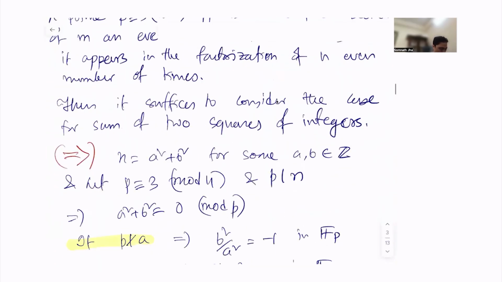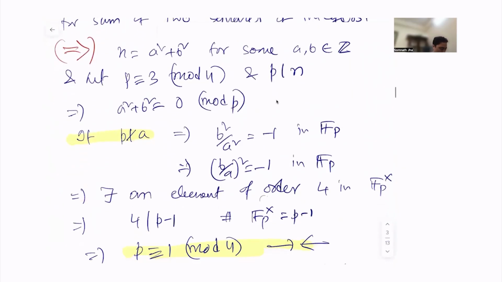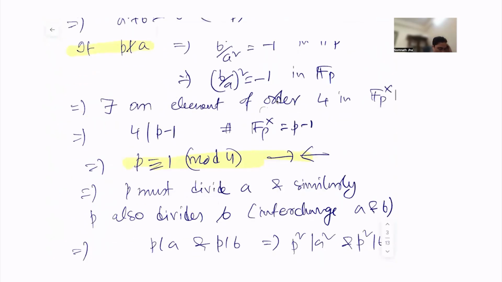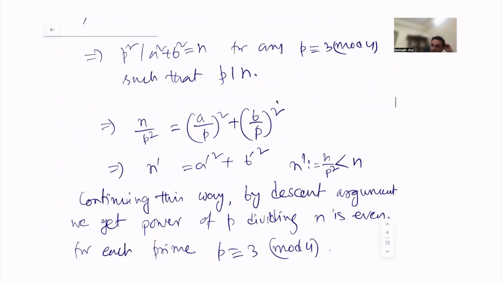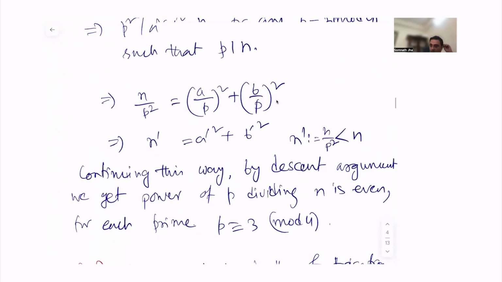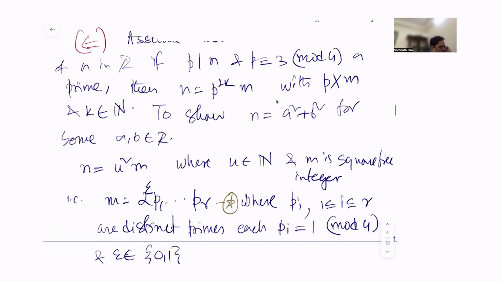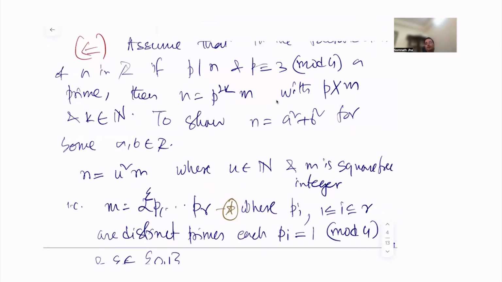So, if p is a square plus b square and it has a prime factor of the form 3 mod 4, then we saw that it divides the square of that also, and after dividing by the square, it can again be written as a sum of two squares, and by descent we will be done. On the other hand, if the prime factors of the form 3 mod 4 appear an even number of times, then we want to show it's a sum of two squares.